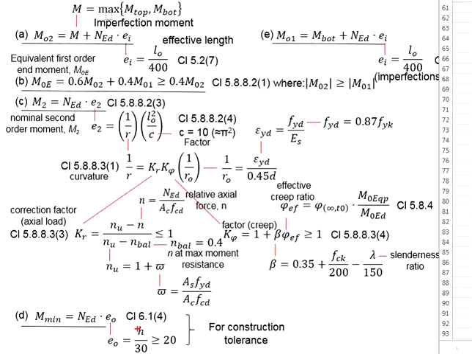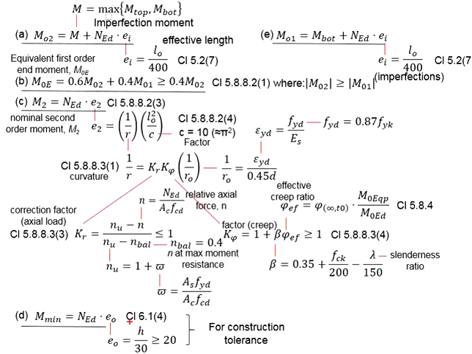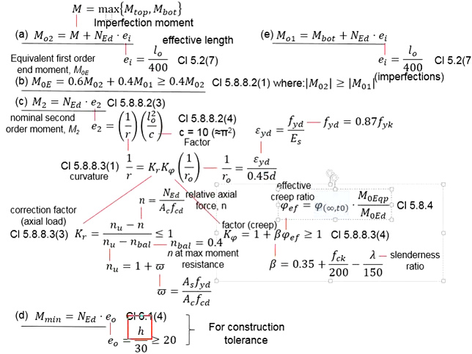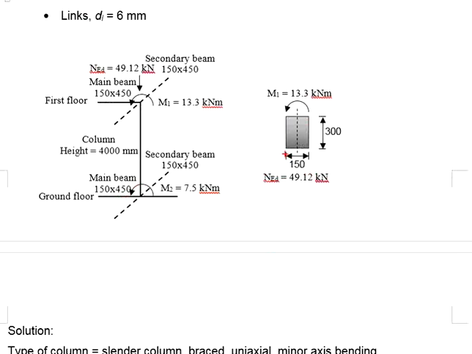It is calculated on the basis of E naught equals H per 30, and it needs to be greater than 20. Now this H here cannot be any value. It is in fact the dimension of the column, but we have to determine it by looking at the direction of the bending moment. The bending moment is now in the minor axis. That means this H shall be on the basis of the minor axis, which in this case is 150.